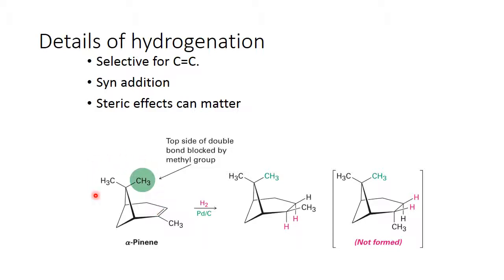So when you go to take this molecule, alpha pinene, and you hydrogenate it with palladium, what you find only being made is a hydrogen added from the bottom side of this molecule, away from where the methyl groups are on the bridgehead.